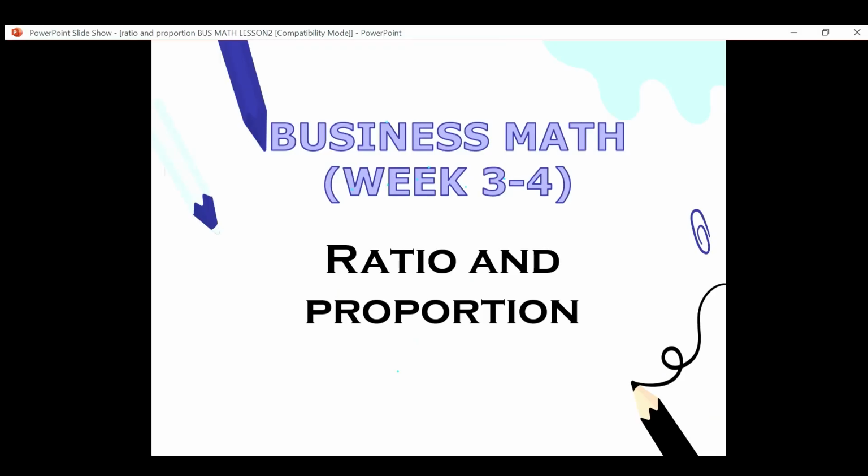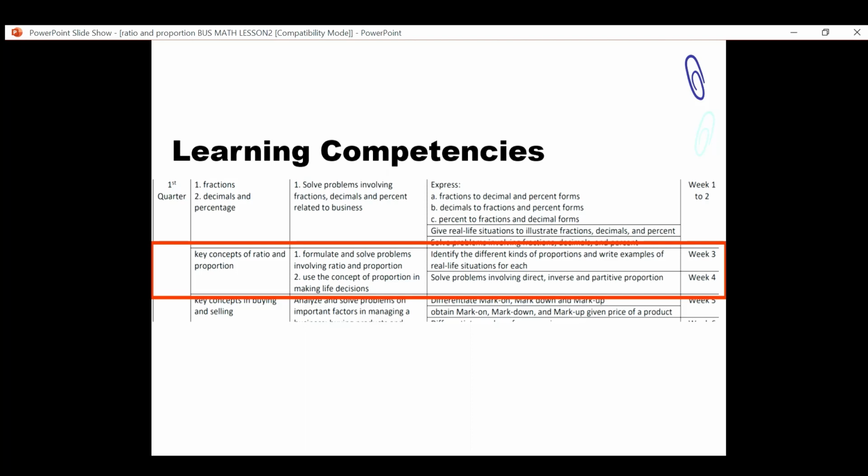Yes, hello ABM students. Welcome to our business math subject. For today's video lesson, we will learn about ratio and proportion. We are now in week 3 to 4 of our learning modules. These are the learning competencies for the week. For week 3, identify the different kinds of proportions and write examples of real-life situations for each. And for week 4, solve problems involving direct, inverse, and partitive proportion.